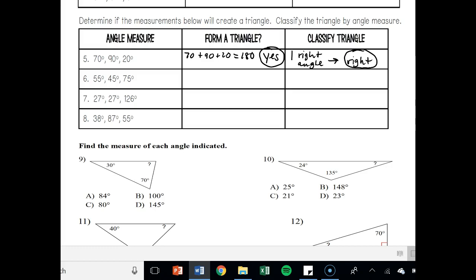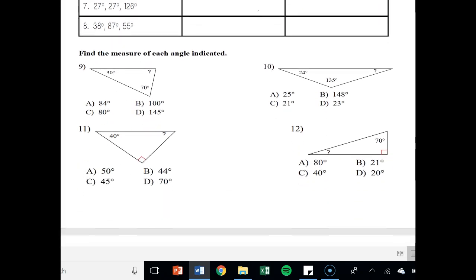Let's do number 6. Does 55 plus 45 plus 75 equal 180? Well, 55 and 45, that's going to be 100. 100 plus 75, that's 175. So no, remember, all angles have to add up to 180 degrees in a triangle. So that is not true. And again, since it's not true, you can cross off everything that would have classified it as a triangle, right? 7 and 8 are on your own. So the next section says find the measure of each angle indicated.